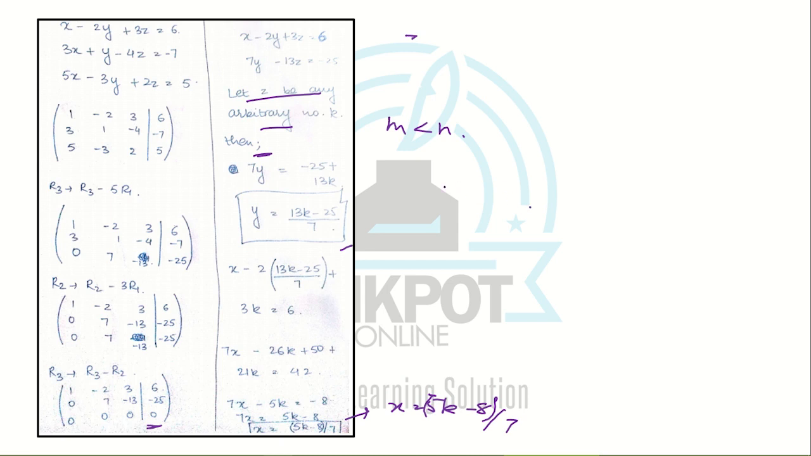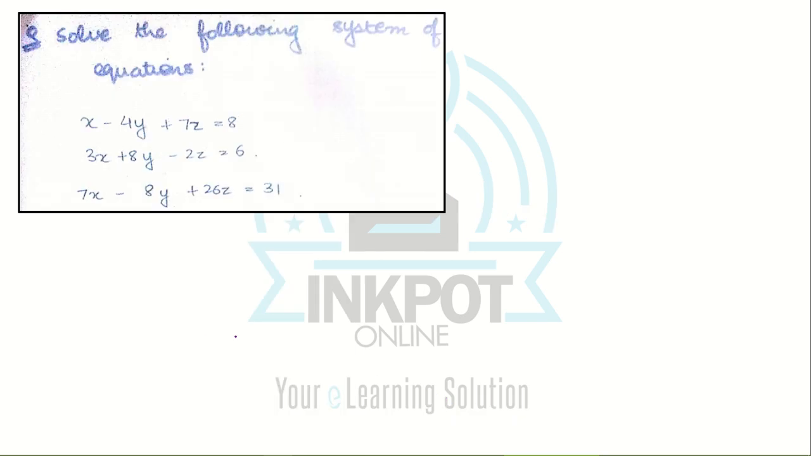Now, because you have m is less than n, and you have a consistent solution here, you will say that you have infinite solutions here. The reason you have infinite solutions is that k can take any value, and the values of x and y would change accordingly. But a solution exists, so it's an infinite solution.